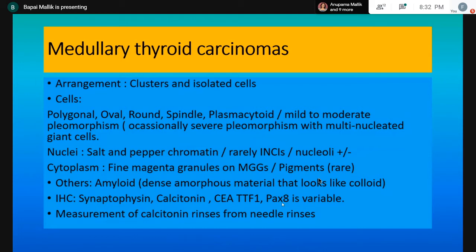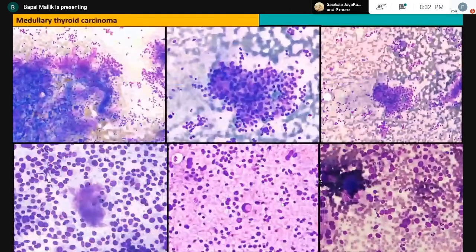Now, one of the things which has come up is that you can do needle rinses for medullary thyroid carcinoma and measure calcitonin. We don't do it. A high calcitonin level in the needle rinses may be helpful in the diagnosis of medullary thyroid carcinoma. By the way, I'm not going into the clinical aspects of familial medullary thyroid carcinomas and other MEN syndromes, because we really are short of time. I'm just trying to concentrate mostly on the morphological aspects. You can read about this or hear about them in other webinars or lectures.